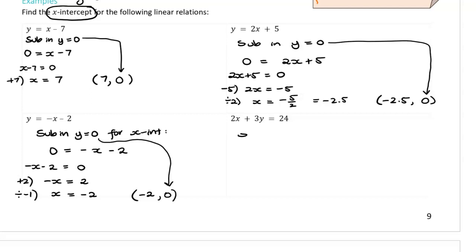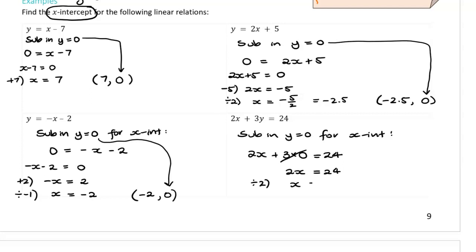Okay, last one. Sub in y equals 0 for x-int. Oh, this one's kind of nice. We've got 2x plus 3 times, instead of y, we've got 3 times 0 equals 24. That 3 times 0 delightfully goes away. So we're going to have 2x equals 24. And when we divide by 2, x is going to be 12. So our point here is 12, 0. Again, that 0 coming from that y, that 12 coming from that x.